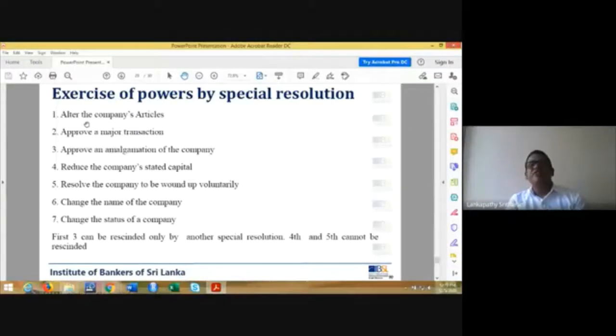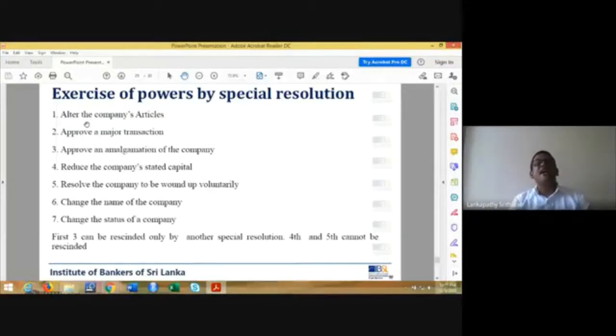What is the change of status of the company? For example, if a company is a private company and they want to go for a public company, a public company meaning generally a limited company. In that circumstance, changing the status of the company, they have to pass a special resolution. So for these circumstances, they can pass the special resolution, and shareholders can exercise their power.